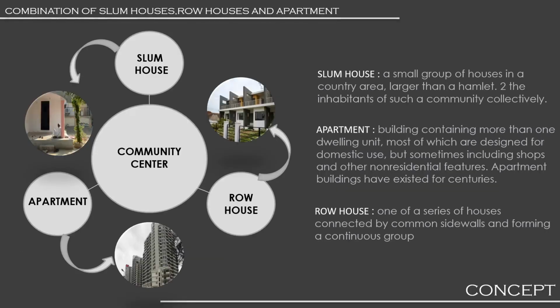Concept: combination of slum house, row house, and apartment. Slum house: a small group of houses in a country area larger than a hamlet, inhabited by the community collectively. Apartment: a building containing more than one dwelling unit, mostly designed for domestic use. Row house: one of a series of houses connected by common side walls and forming a continuous group.